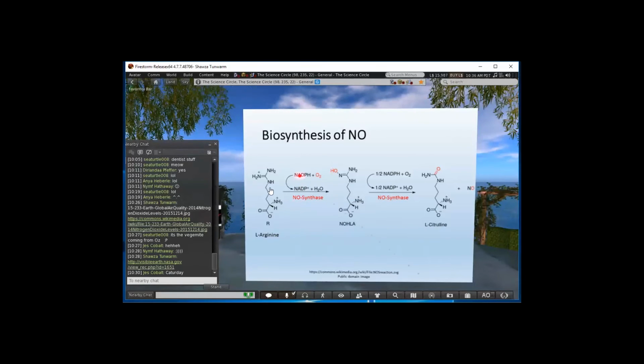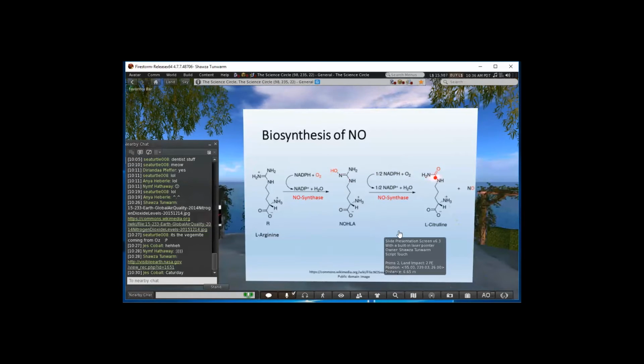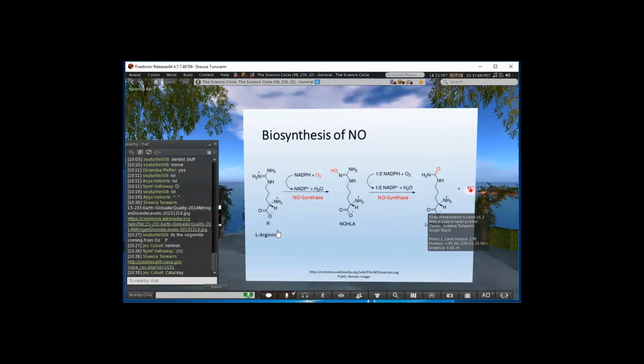mediates the removal of an H- from this NADPH, slaps it on one of the oxygen atoms on the O2 to make water, and then there's an OH that ends up being attached to one of the nitrogens on the L-arginine. This NOLA thing is an intermediate, and the nitric oxide synthase basically has to remove the remaining hydrogen and cleave that nitrogen-carbon bond. And it does so to make a final molecule called L-citrulline and the NO.